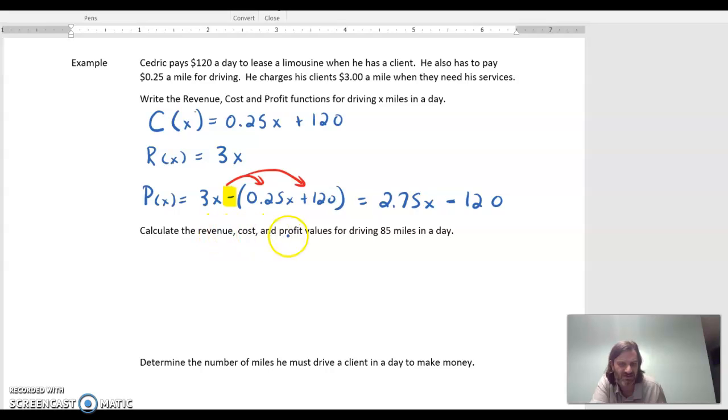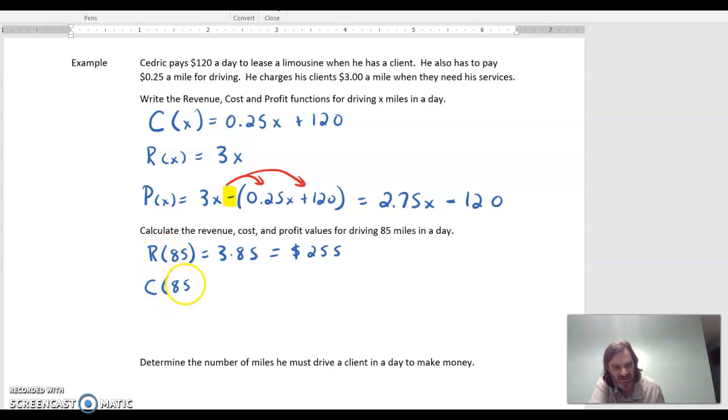Calculate revenue, cost, and profit values for driving 85 miles a day. So if I go in that order, revenue for 85 miles is 3 times 85. I got a calculator right here. I get 255. So if he drives 85 miles that day, his customers give him $255.